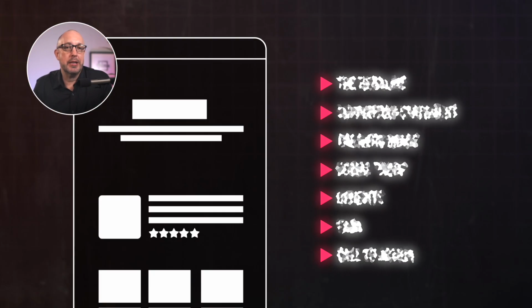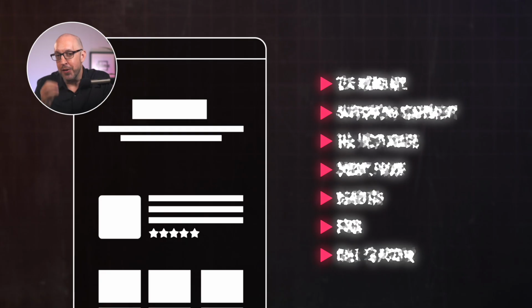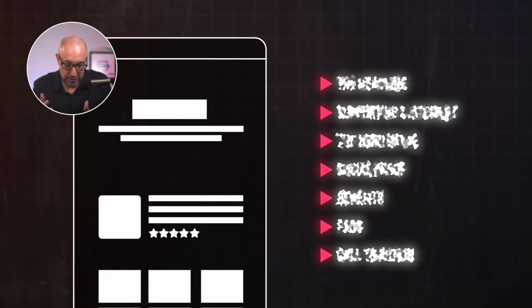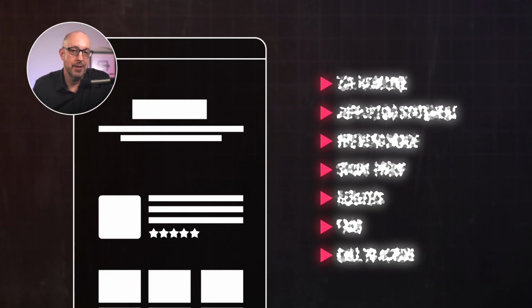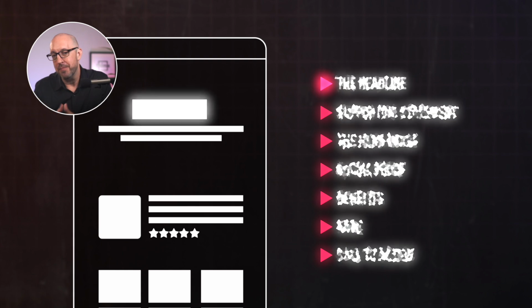So we now know the shape is important. So now we can look at the components that live on it. In this video, I'm going to take you through the 7 sections that your landing page should include if you want to maximize your conversions. Let's start at the top, the headline.